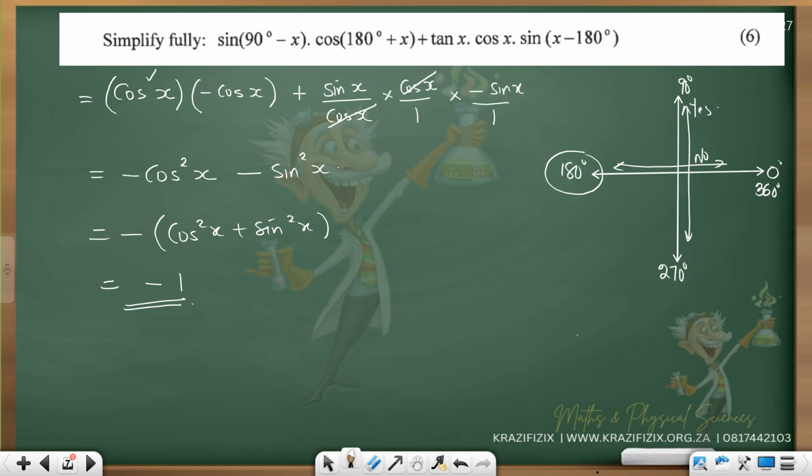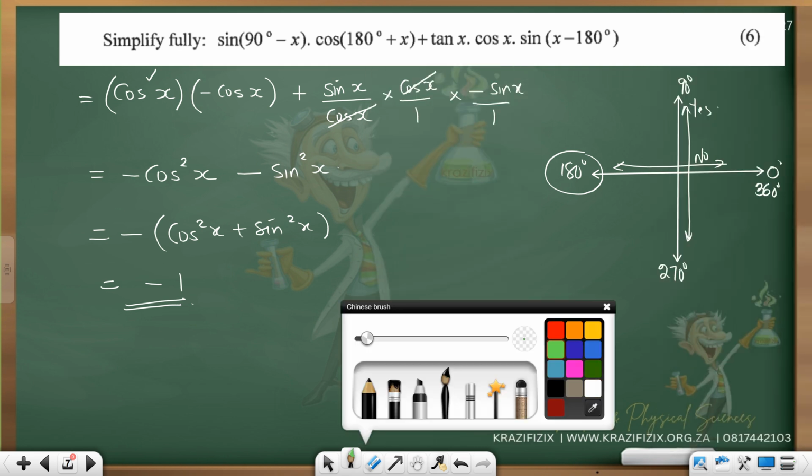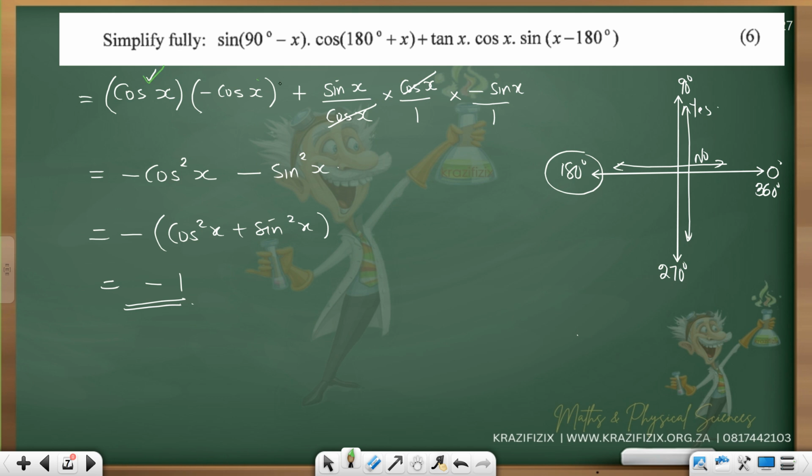How many marks? 6. Let me mark it for you. 1, 2, 3, 4, 5. Can you see? I am getting 5 just for reducing. And then the final answer, 6.